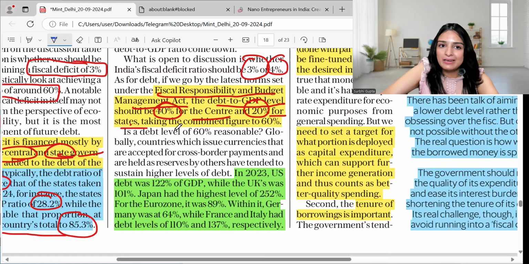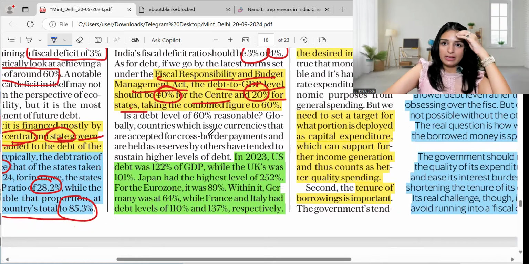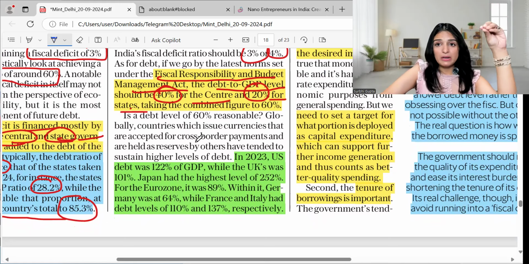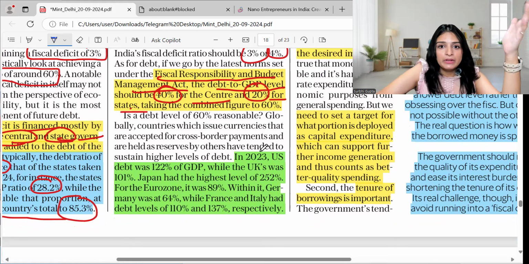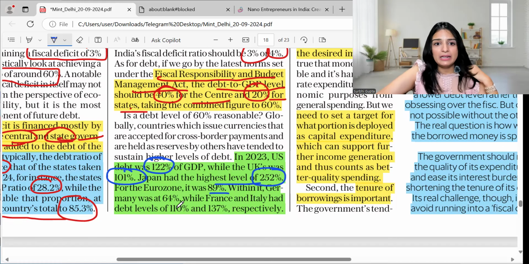Is a debt level of 60% reasonable? Now we'll compare our country with other countries and see what their borrowing level is. In 2023, US debt was 122% of GDP. UK's was 101%. Japan was the highest, 252% of its GDP. For the Eurozone, it was 89%. Within it, Germany was at 64%, while France and Italy had debt levels of 110 and 137%.